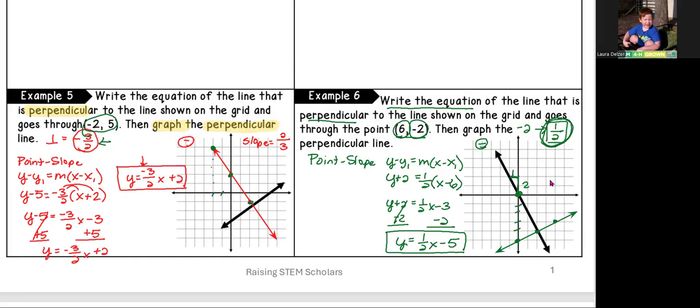Alrighty, so this is our perpendicular line. Now we could have drawn it another way, just to point out real fast. We could take this 6-2 point. Let me go ahead and grab a different color. Let's say we go to +6. 1, 2, 3, 4, 5, 6. And we go down here. Okay, so we could have built our graph off of this point here, and we would have had all the same dots.